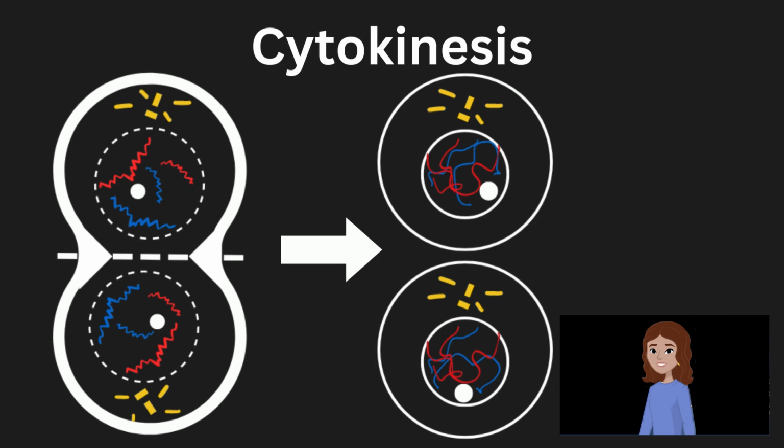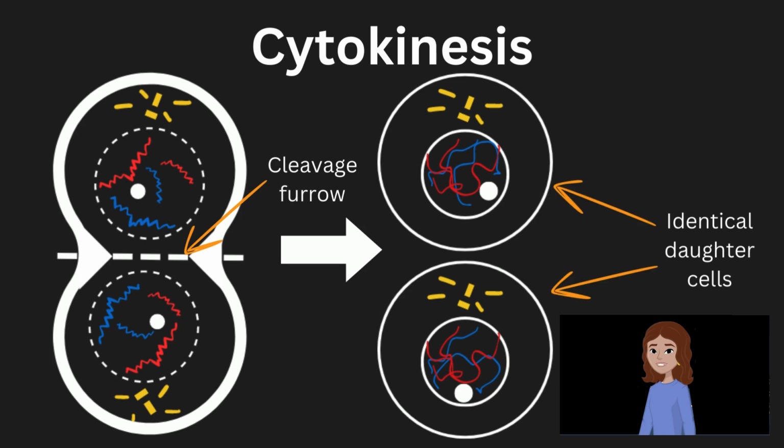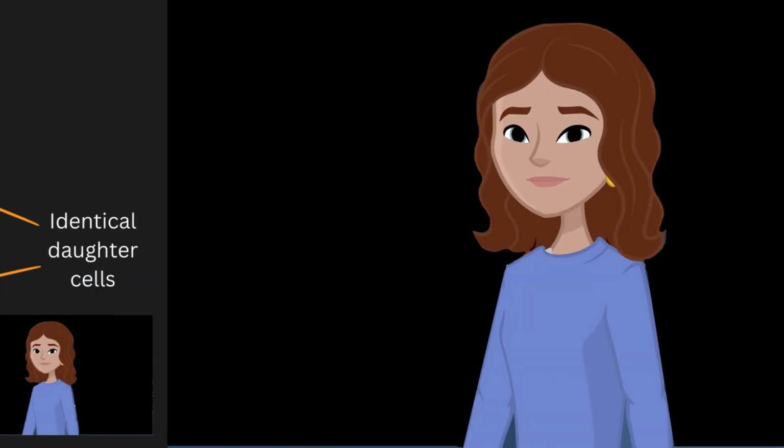The area in which it begins to split is commonly referred to as the cleavage furrow and begins to form in telophase. After the cleavage furrow completely closes off, we're left with two identical daughter cells. These cells are now ready to go through the cell cycle once again.